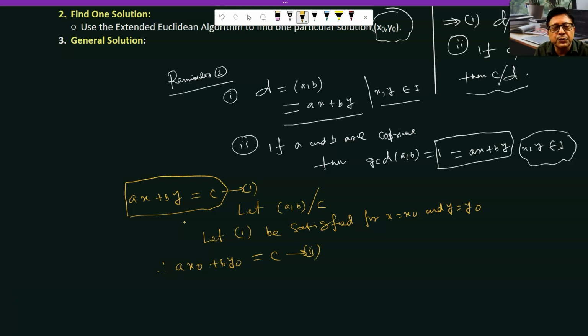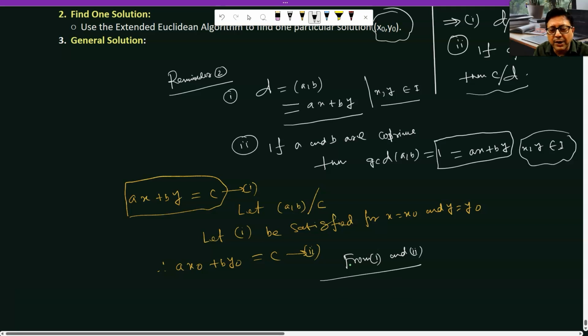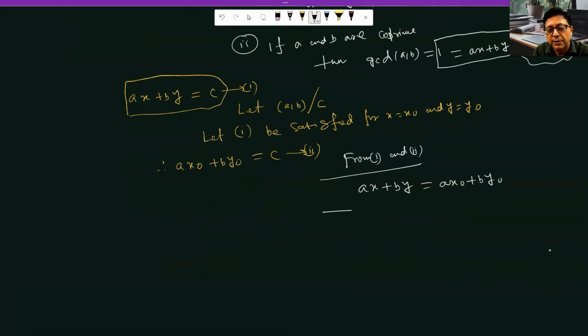So from 1 and 2, what do you get? If you compare 1 and 2, you see the right hand sides are equal. Ax plus by equals Ax0 plus by0. Now this is A(x minus x0) equals b(y0 minus y), that you know, because we have transferred by to the right side, we are getting A(x minus x0) equals b(y0 minus y).